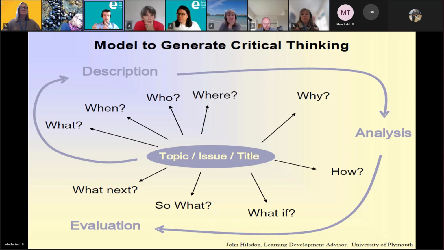So here we see a model by John Hilston from the University of Plymouth that describes that analysis clearly linking into evaluation. By highlighting the what, when, who and where of what is going on, it creates a foundation of information that can be built upon. Next, we can look at the why did this thing happen and how did it happen to conclude a bit of analysis. Finally, this feeds into the so what part and allows surrounding questions around what if and what next.